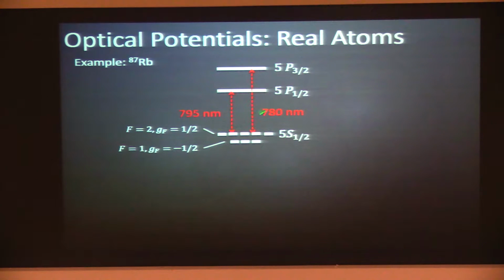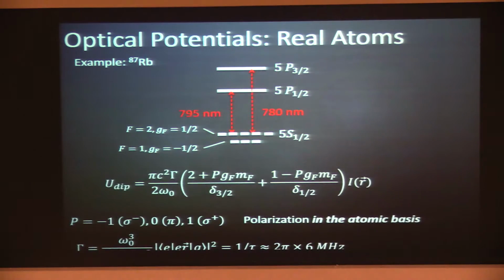There's a so-called D2 transition to the 5p3/2 state at 780 nanometers, and a D1 transition at 795 nanometers. People do tricky things with this, including my group and many other groups, with the fact that this is not just a simple two-level atom. And so the real dipole potential, or AC Stark shift, if you write it down for a real alkali atom, actually looks like this, where you've got a dipole shift or potential shift proportional to the intensity of the light.